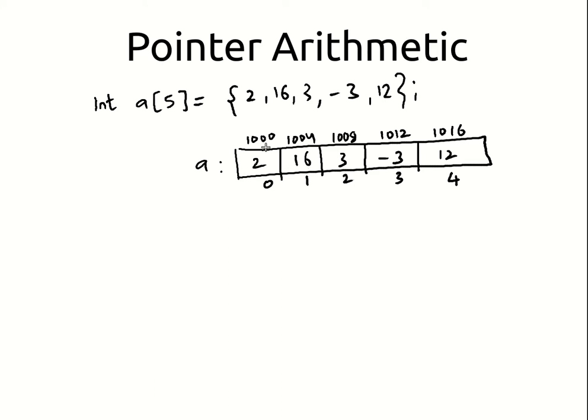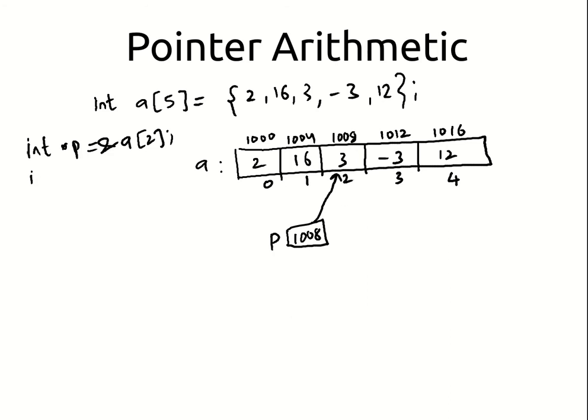I am assuming that the base address of this array is 1000 and the size of an integer is 4 bytes. Now if I create an integer pointer P and make it point to the element at index 2, so I do P equals ampersand A[2], then P is a pointer having the address of the element at index 2, that is 1008. So P is pointing to this particular element.